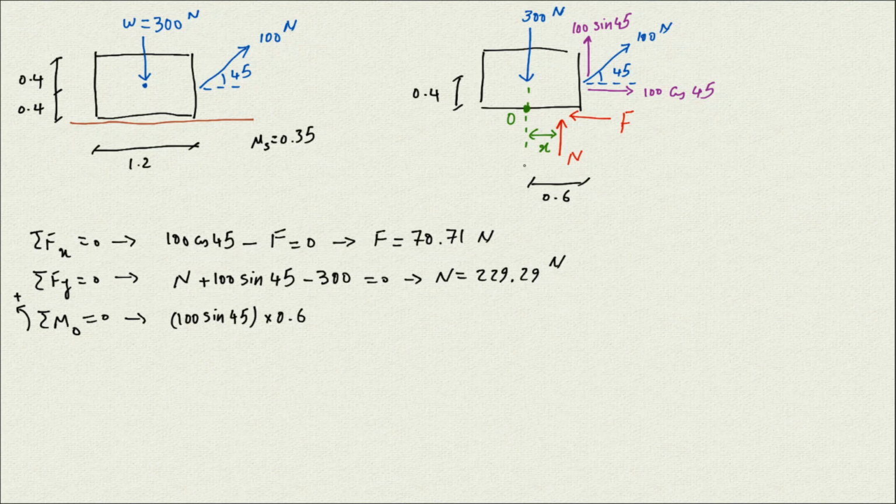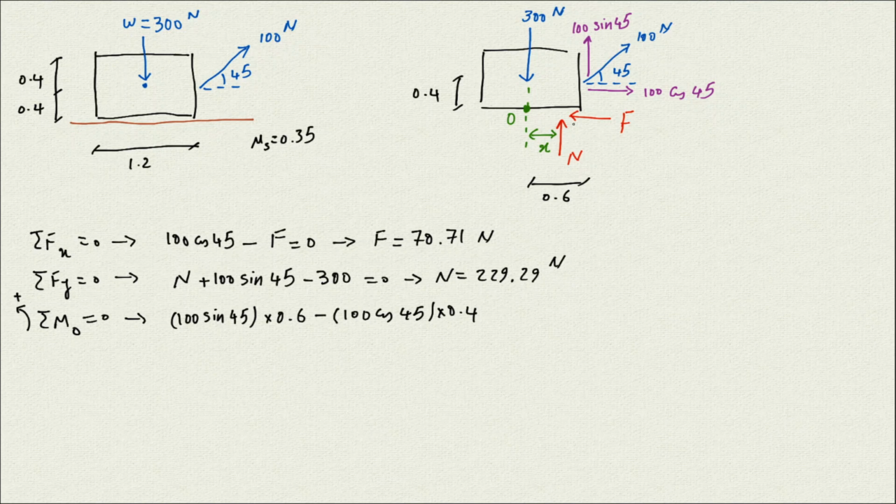Then I will write for this one: I have 100 cosine 45, and the normal distance between this one and the point O is 0.4. That's going to be 0.4. And this one, if you consider the point O, is going to rotate like that. So it's going to be clockwise, therefore it's going to be negative.